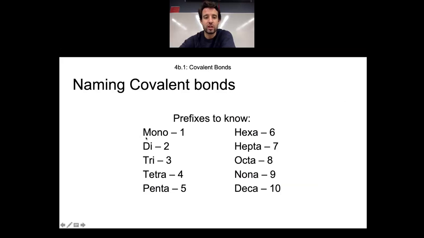So you really just have to know mono, di, and tri. Notice that it's not bi. Bi is Latin, or maybe it's Greek. I don't know, one of the two. Di is the other one. So in this case, we use di for 2.